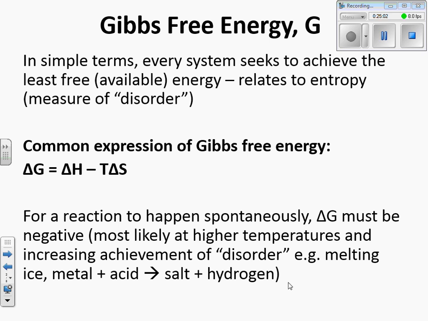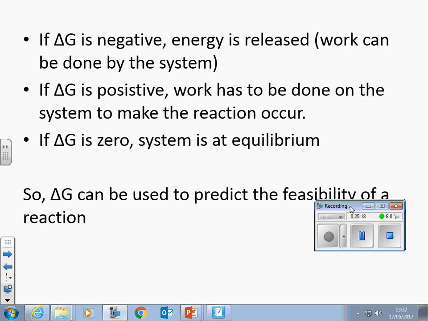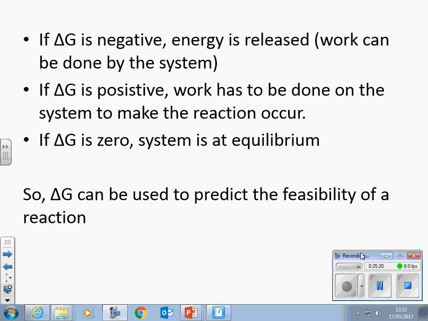So we have this idea then that a reaction will happen spontaneously if delta G is negative, and that is this increasing term here. But you've got three options. Let's just move that out of the way. If it's negative, energy is going to be released, and that means that the system can do work, and it's ending up with energy being given out. What you're left with has less energy.